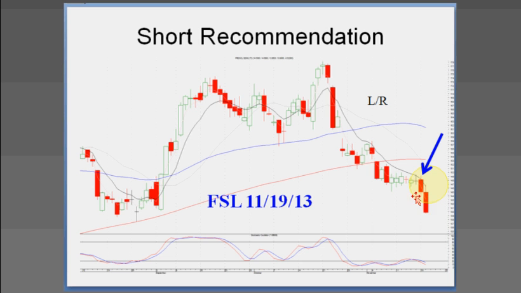Same scenario on the short side. We shorted this one a couple of days ago. It popped up a little bit today. But we had a doji, left-right combo to the downside, which told us we were probably wave 1, wave 2, going into wave 3.